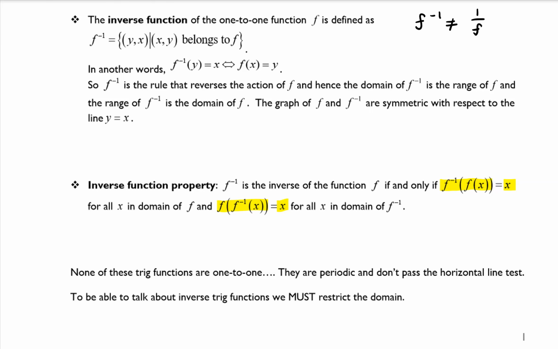For now, we want to note that none of these trig functions are one-to-one. They are periodic and do not pass the horizontal line test. To be able to talk about inverse trig functions, we must restrict their domains. Let's see what that looks like in just a bit.